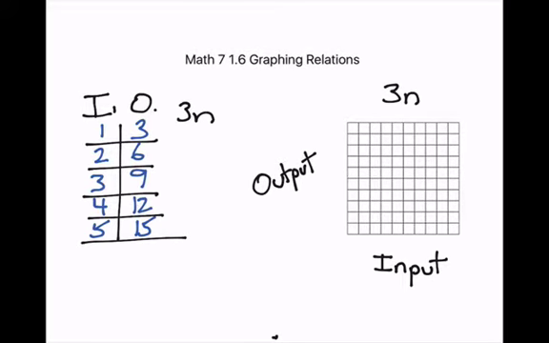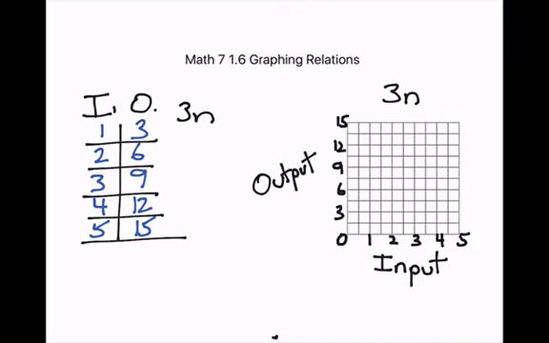So down at the bottom corner, we start with 0. Then after 0, we get 1, 2, 3, 4, and 5. We now have our input numbers listed. Let's go ahead and list our output numbers. 0, 3, 6, 9, 12, and 15.